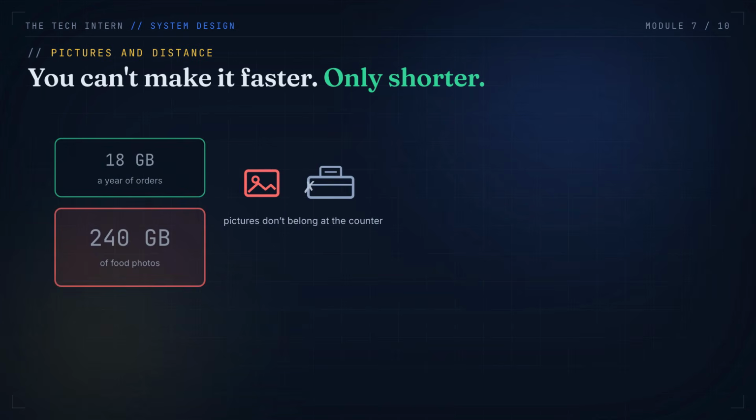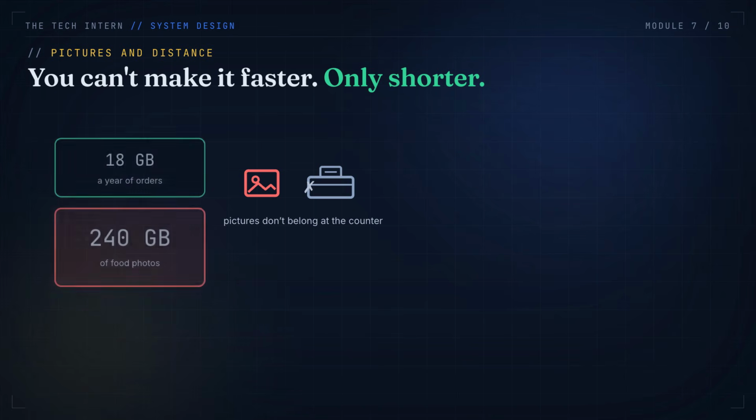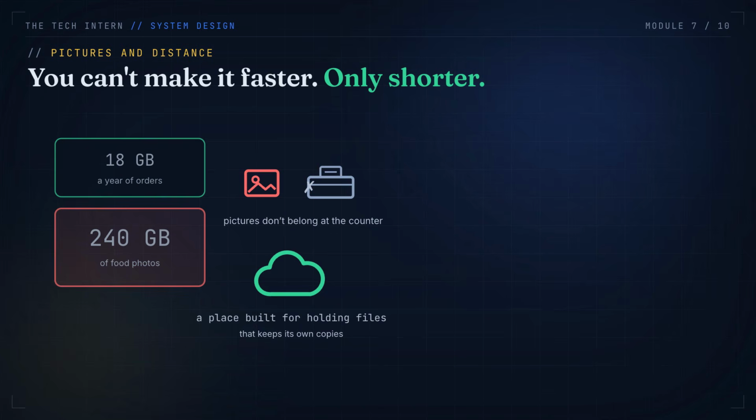First, photos do not belong in the database. A database is built to hold structured records and answer questions about them. It is not built to hold millions of large files. So you put the files in storage designed for exactly that, usually called object storage, and the database keeps only the small link, which is what we designed for back in Module 6. That one change takes the weight off.